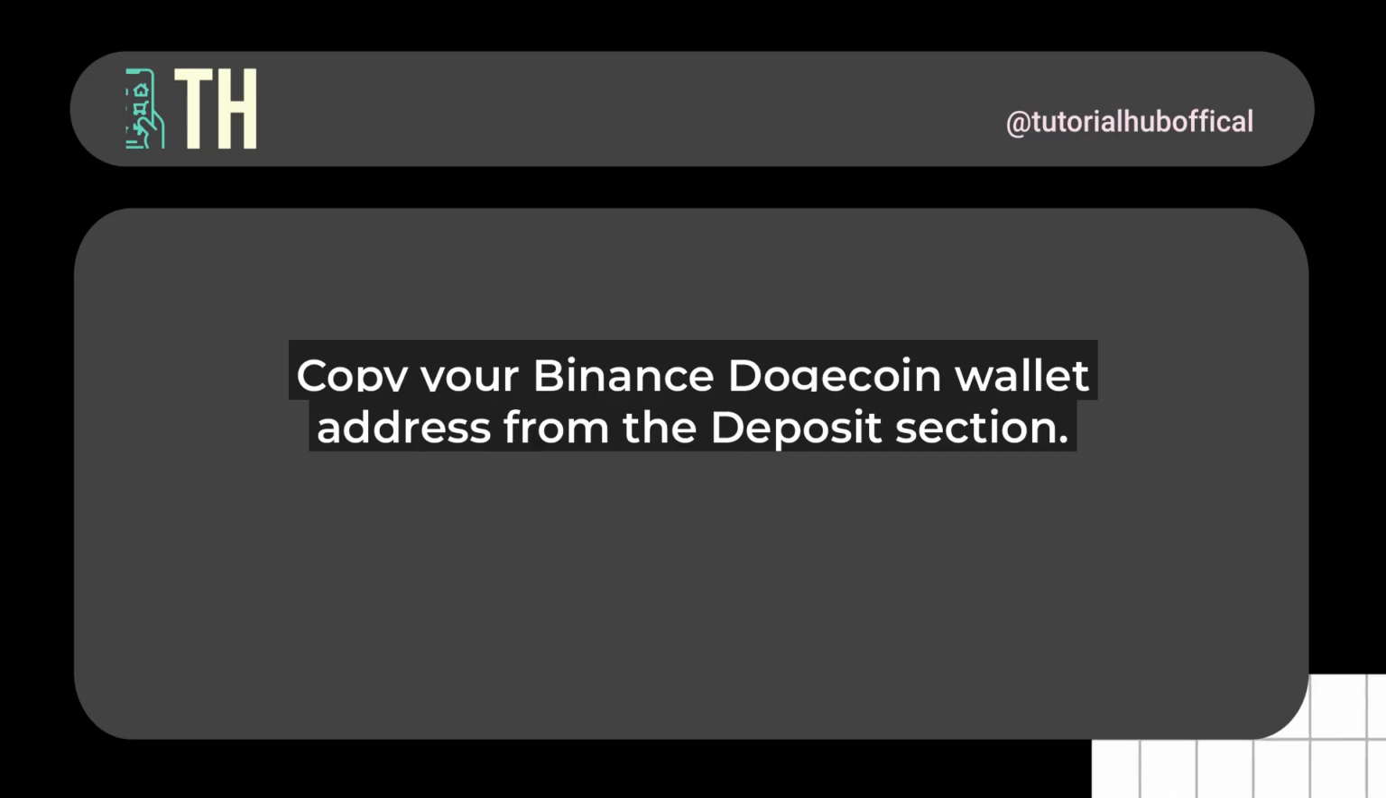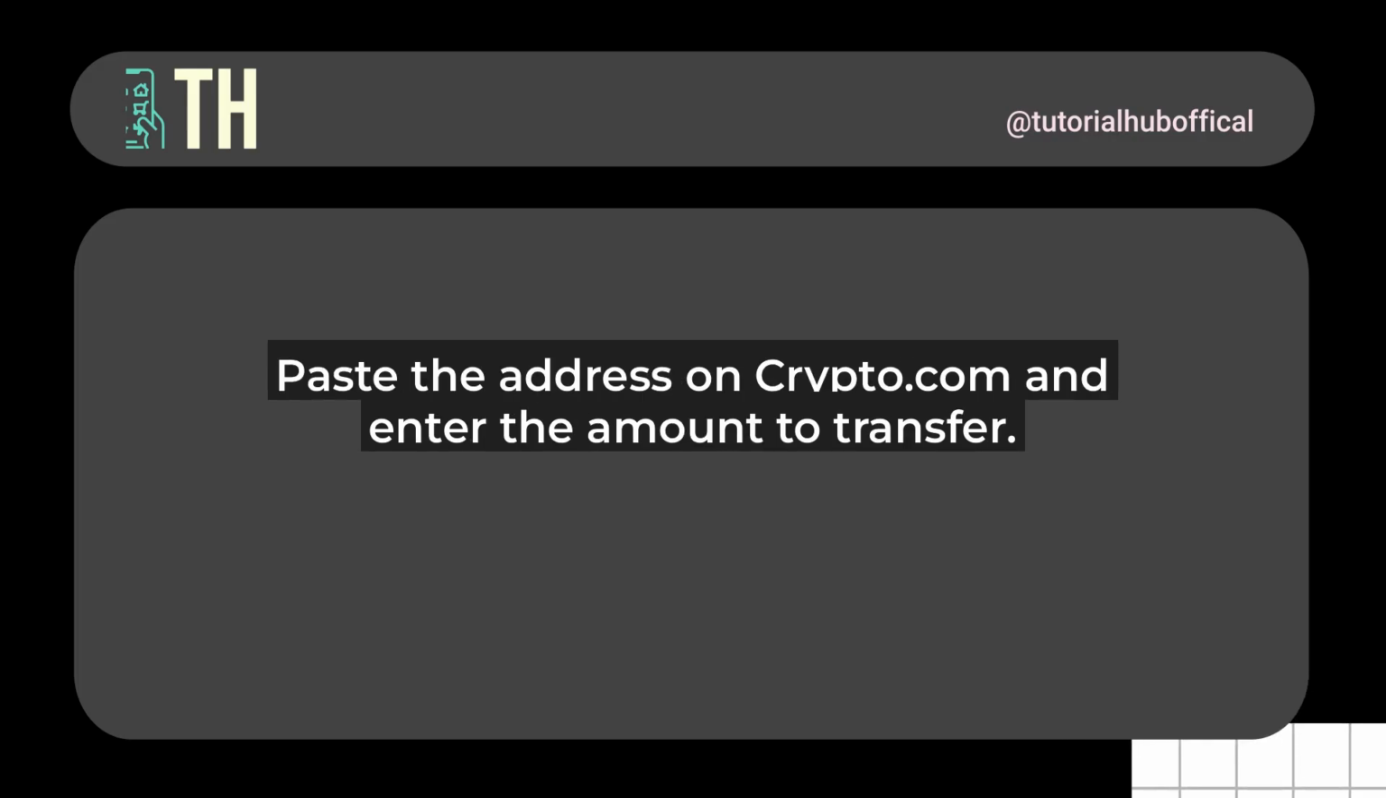Back on Crypto.com, paste that address into the withdrawal form. Enter the amount of Dogecoin you want to transfer. Don't forget to check for any network fees, which can vary. Review everything carefully, then confirm the transaction.